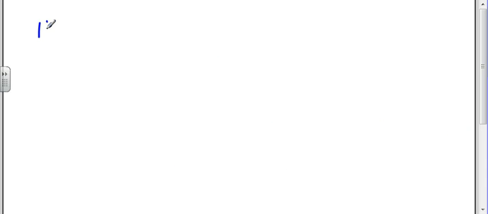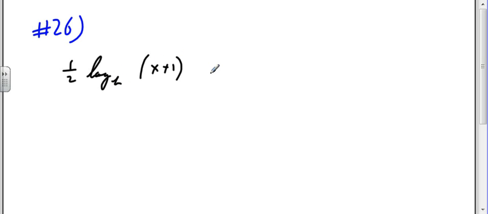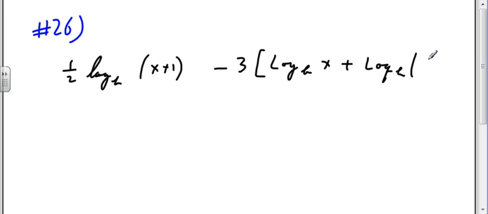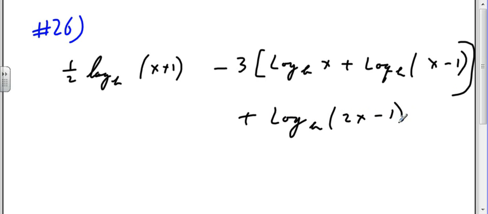That looks like fun. Number 26. 1/2 log base b of x plus 1. What is this all about? Log base b of x plus log base b of x minus 1. I don't even have enough room to write the whole problem down. That's really bad. Log base b of 2x minus 1. Well, assuming that I wrote the problem down right, which I didn't, because the bracket goes there, it doesn't go there. There, now we have a chance.